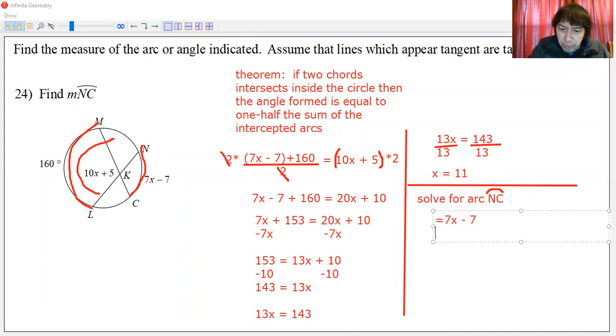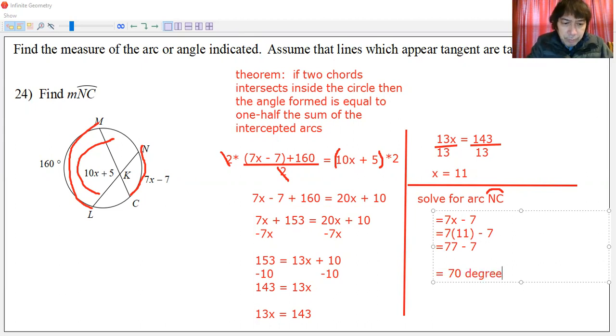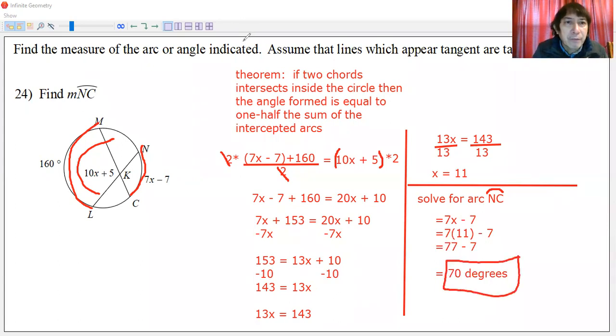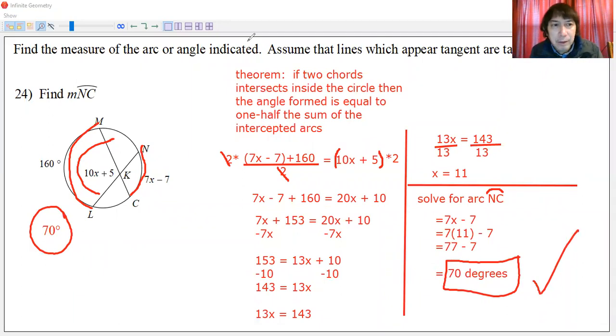This is equal to 7 times 11 minus 7. And so this is equal to 77 minus 7, which is just 70. Answer is 70 degrees. That's our final answer. All right, let's verify our answer from the computer. It's 70 as displayed here. This must be correct. And that's the measure of the arc NC.